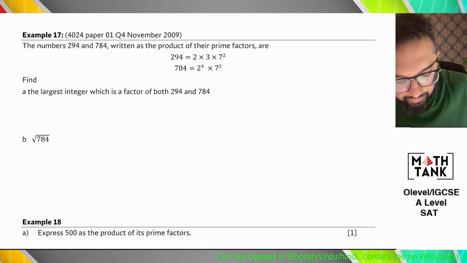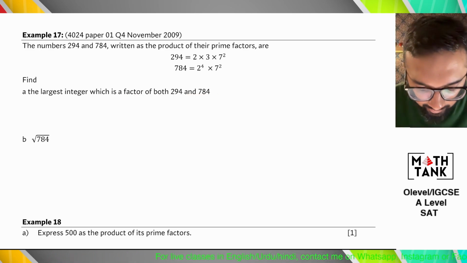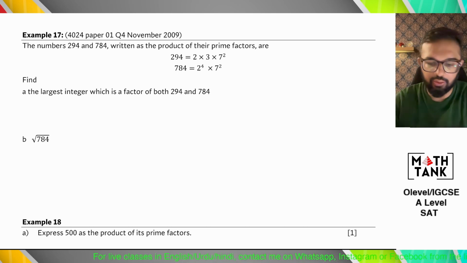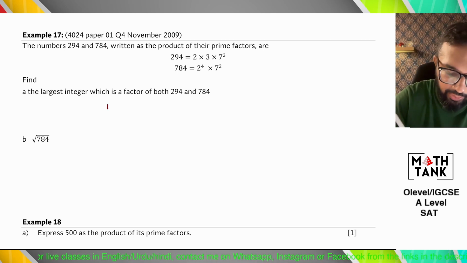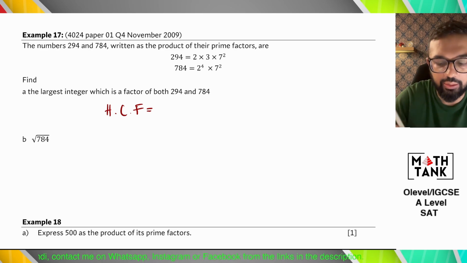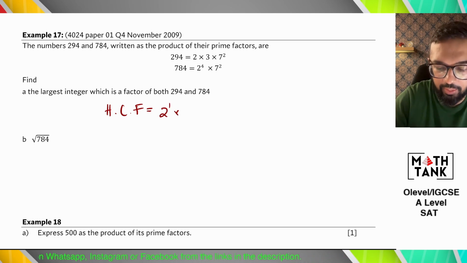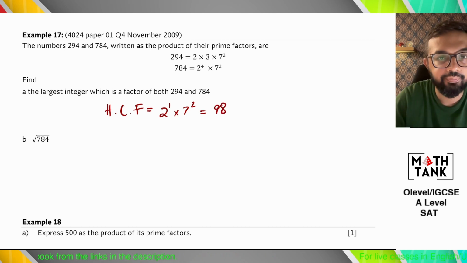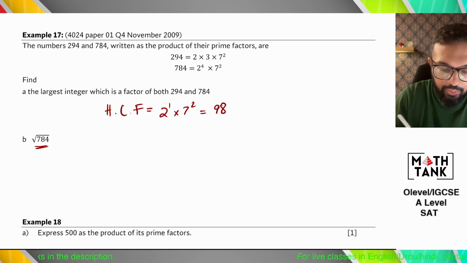The largest integer which is a factor of both 294 and 784. So, what is the largest integer? I want the HCF. So, I follow my rule. It's the lowest power of only the common factors. So, 2 power 1 and 7 squared. That gives me 98. Then I want the root of 784.